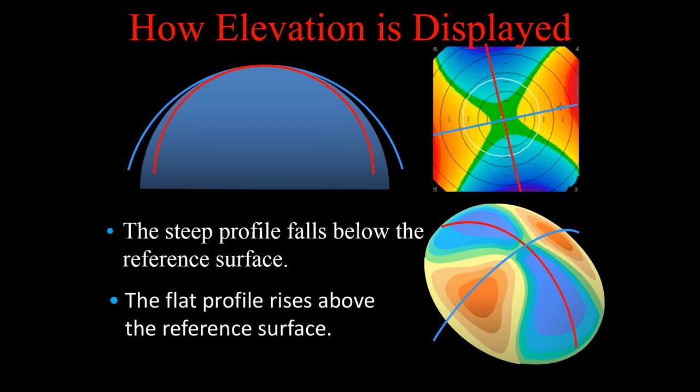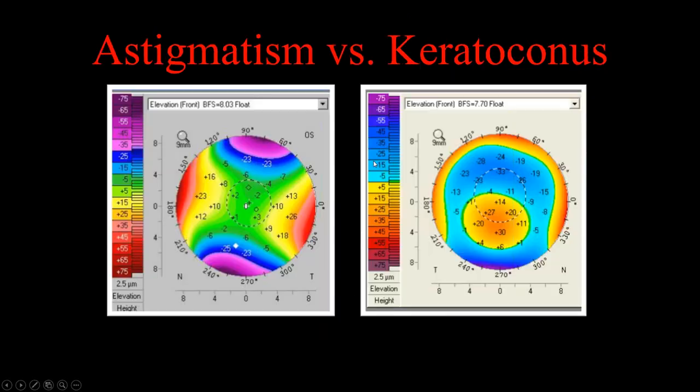All of you have seen these displays before: this is an astigmatic cornea, and this is the flat meridian. It's above the best fit sphere, and this is the steep meridian. It's below the best fit sphere. You get what looks like, for many people, a similar pattern as you see on a curvature bow tie, but the colors are reversed because the flat meridian here is raised, so the positive numbers are here, and the steep meridian here is below the best fit sphere.